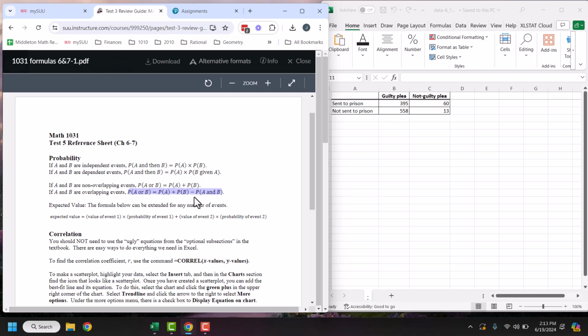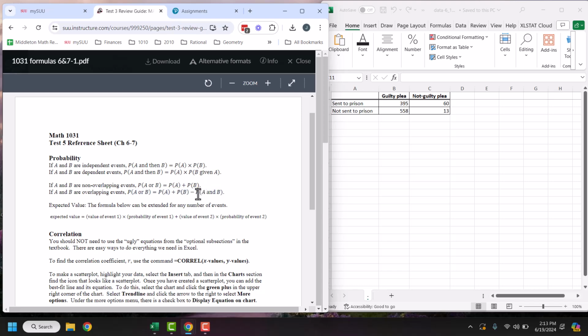Because basically, what this formula is saying is if you're looking for the probability of event A or event B happening, you add the probabilities of the two individual events together, and then you subtract the probability of both A and B happening together.